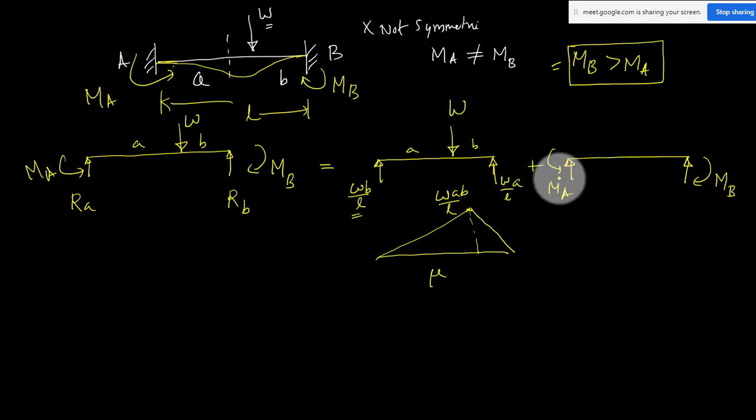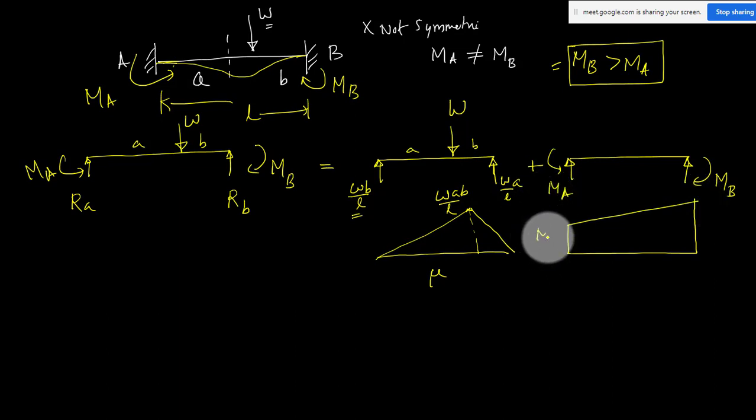So what is the moment diagram for this beam? Here I have some value of moment MA, and MB should be more than MA, so I will draw like this. It will become a trapezoid instead of a rectangle, because MA and MB are not equal. So here what we have to solve: I want to solve the fixed end moments MA and MB.